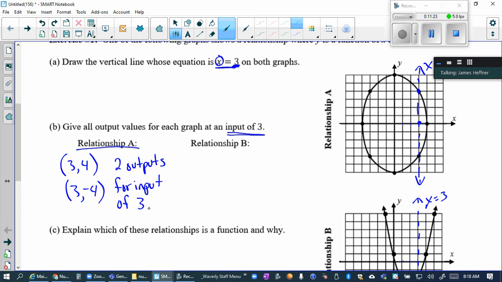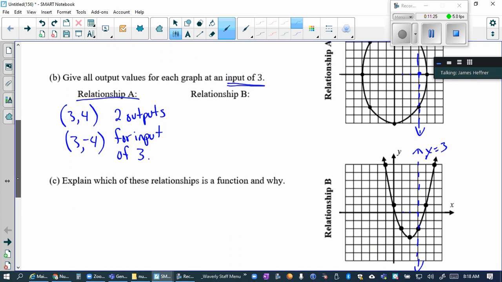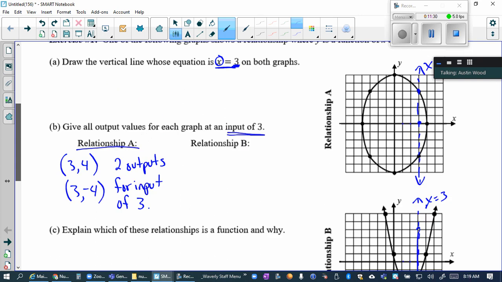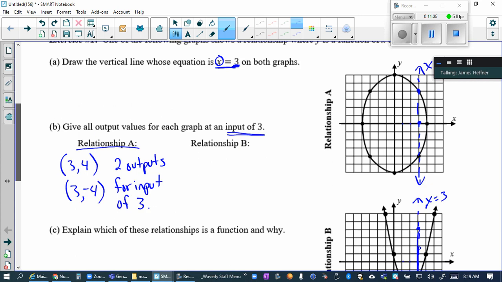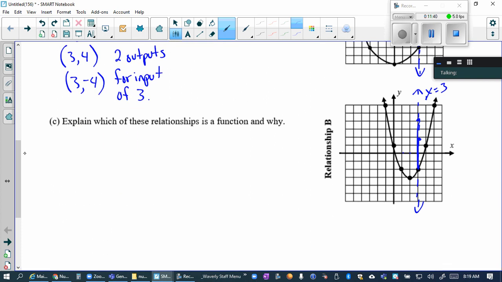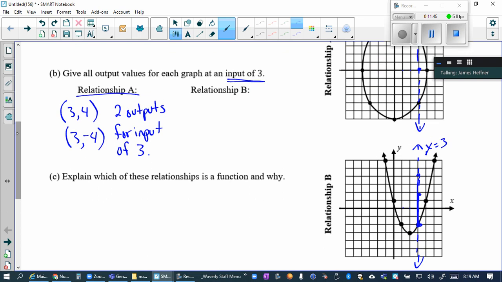Now let's look at relationship B. For an input of 3, what is the only value for an output? Negative 2 down here. Hang on, stand by. I'm having these glitchy things that were supposed to be fixed. All right. So for an input of 3, the only output is negative 2. So there is only one output for an input of 3.